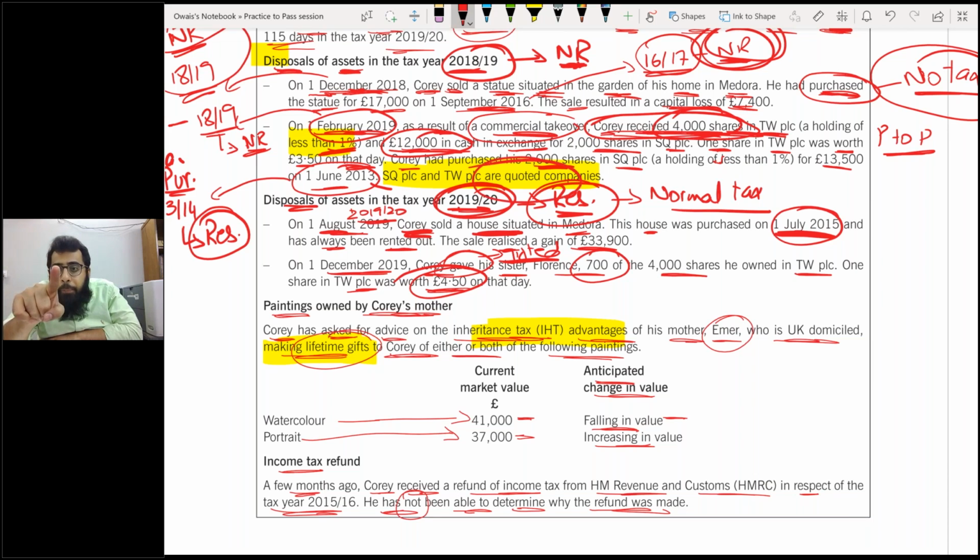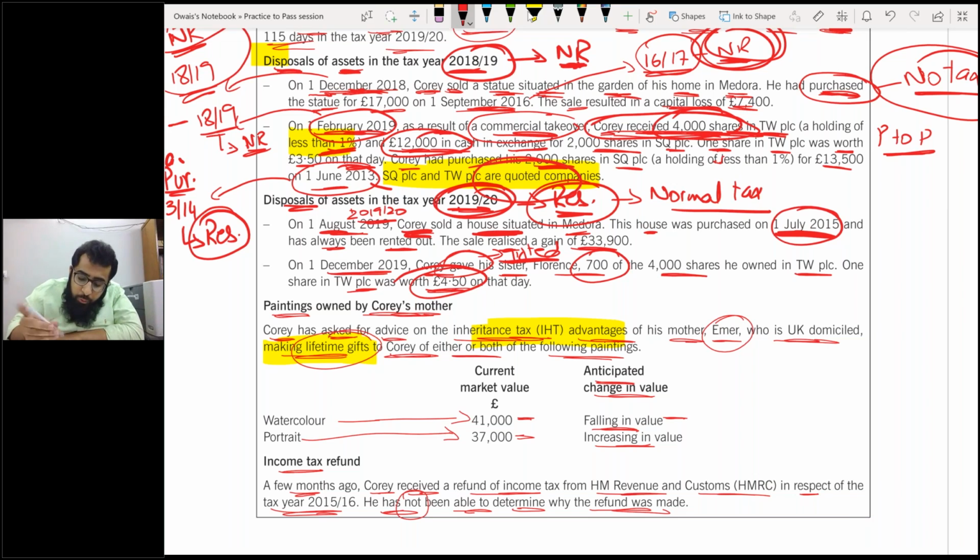I have a question for you people. Gift relief. Do you remember the 5 conditions of gift relief? Gift of unincorporated business, number 1. Gift of unquoted shares, number 2. Gift of quoted shares in which you should have a 5% holding.